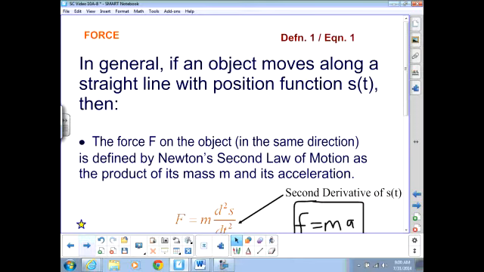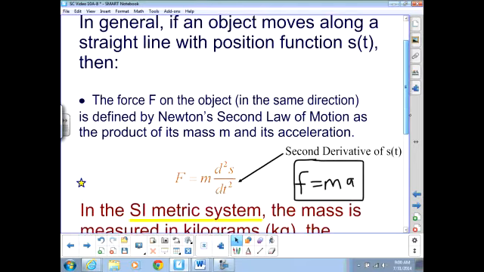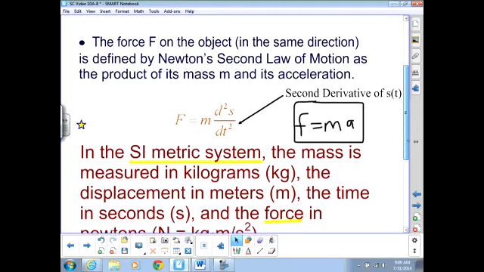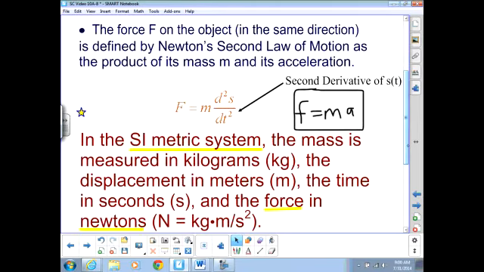In general, an object moves along a straight path with a position function s of t. We've seen that a lot. The force is defined by the acceleration. Your force is equal to the mass times the acceleration. So this is a formula that you're going to want to know.